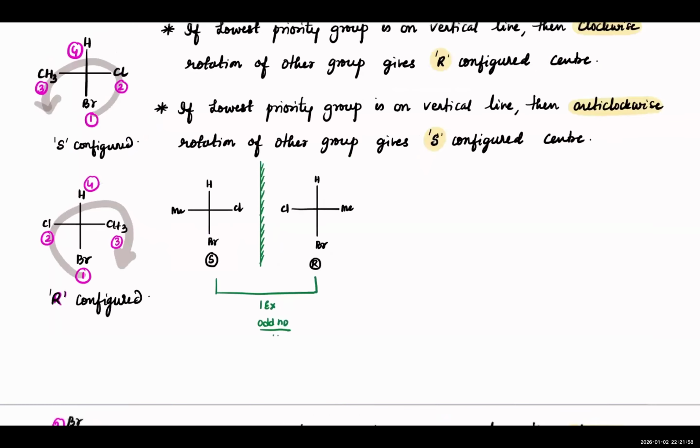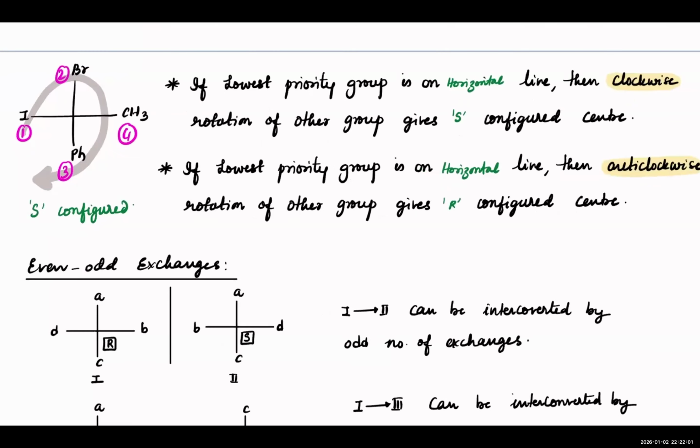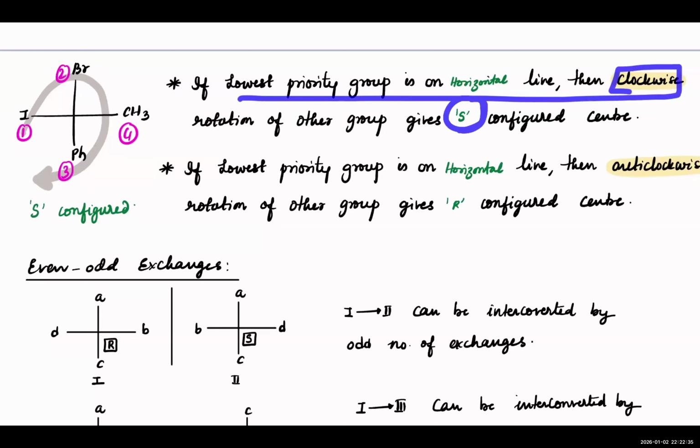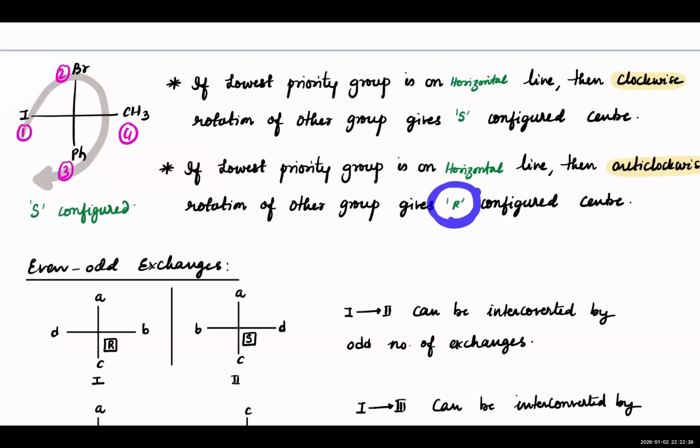Now, what if the lowest priority group is on the horizontal line? Please check this example. Here, priority wise, iodine will be first, then bromine, then comes phenyl, then comes methane, right? So if you notice one, two, three, these three are going in a clockwise direction. But the lowest priority is on the horizontal line. So now the rotation names will be different. If the lowest priority group is on the horizontal line, then the clockwise will become S configuration and the anti-clockwise will become R configuration.